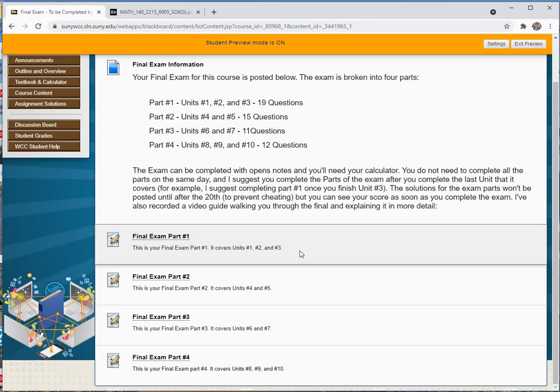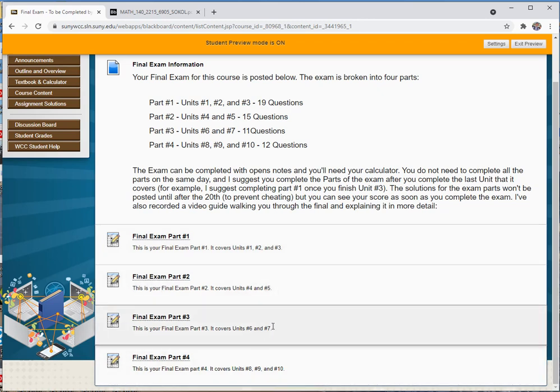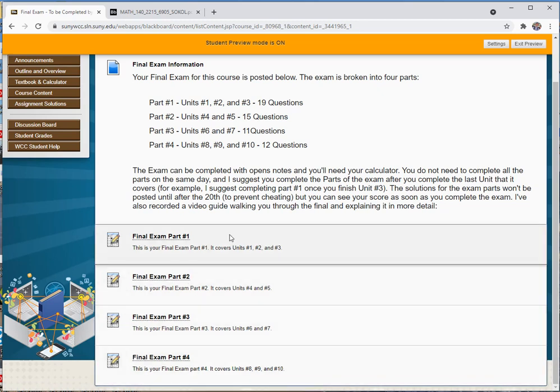You don't need to complete all the parts in one day. What I suggest is that after you finish unit number 3, which you would have finished on Sunday, you take part 1 while it's still fresh in your mind. After you finish unit number 5, you take part 2. After you finish unit number 7, you take part 3. And after you finish the last unit, number 10, you take part 4. For example, final exam 1 only has questions from units 1, 2, and 3, and final exam 2 only has questions from units 4 and 5. So you want to take these parts while they're fresh in your mind.